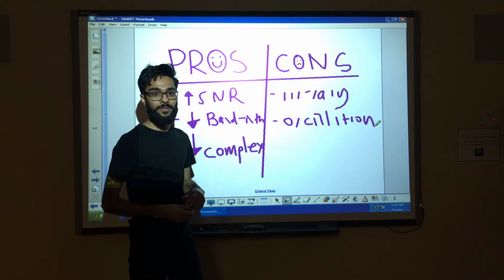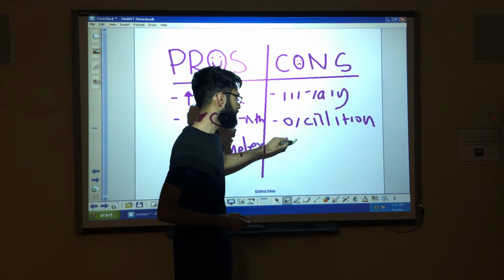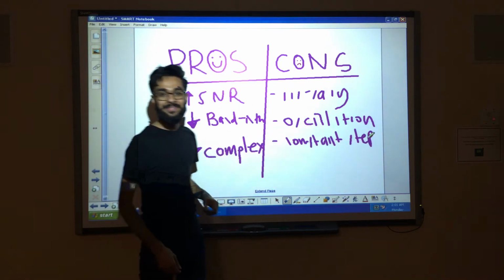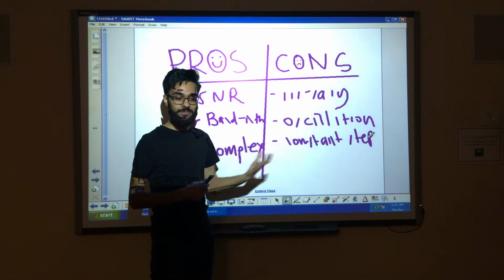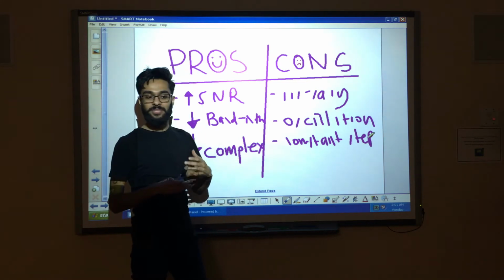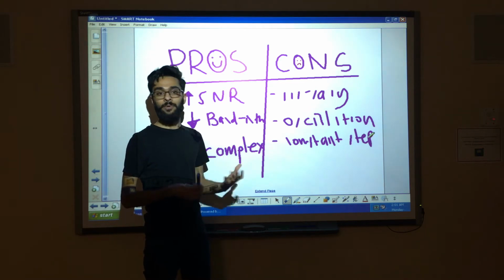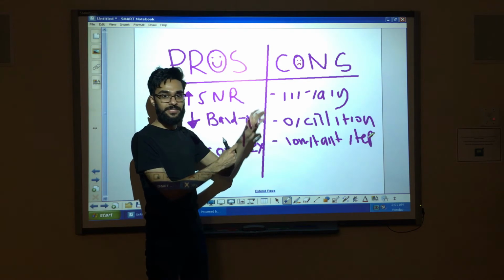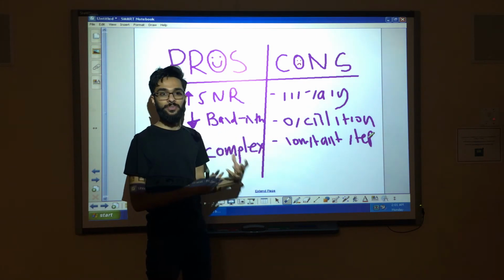Final con for delta modulation is the fact that you're dealing with this constant step size. Basically, if the step size is too small, you're going to end up using too much memory to store this, and you're going to get something called slope overload. So your step size is too small to approximate the signal, and your approximation ends up really bad, and you get a lot of noise with it.